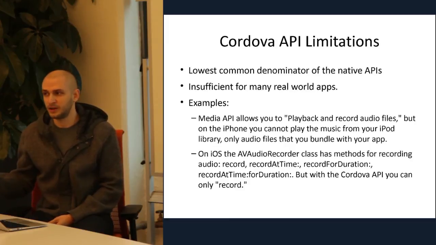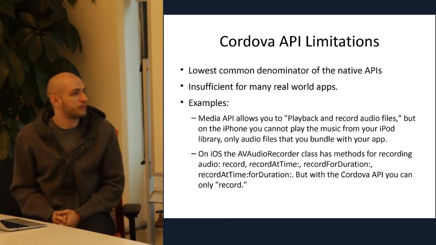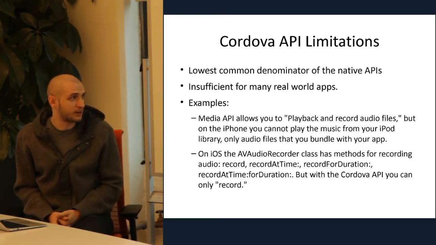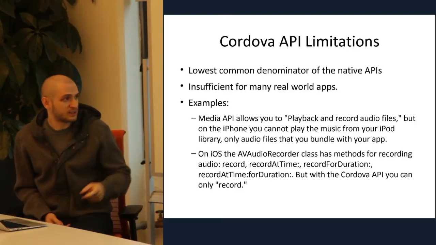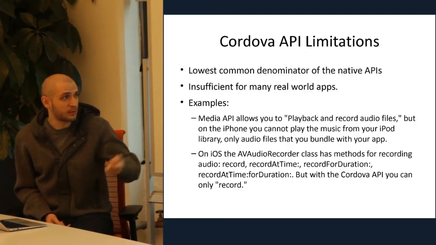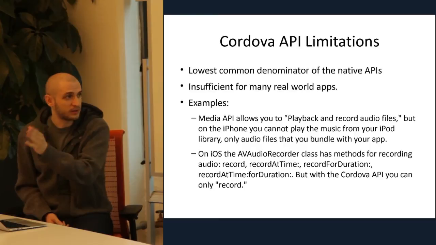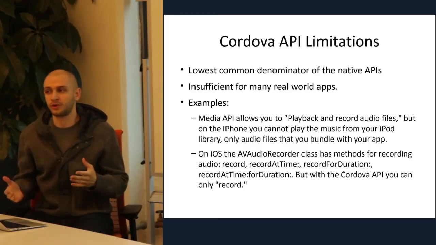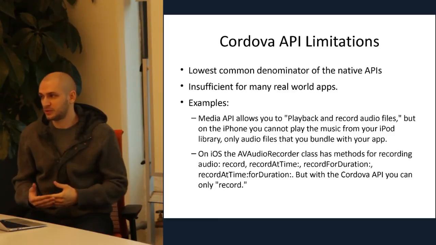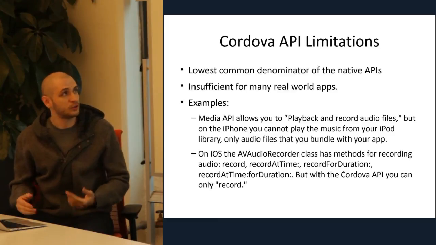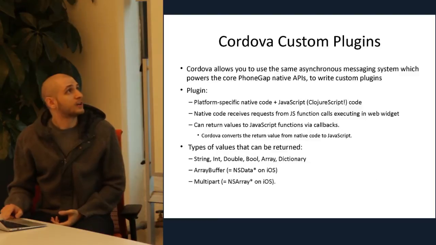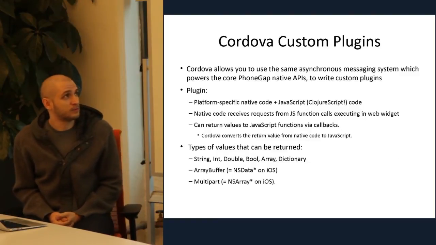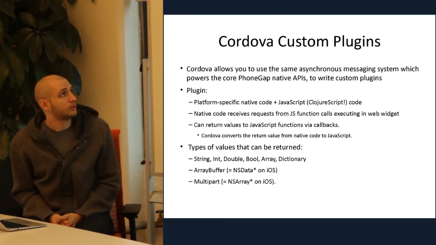Another problem, for example, that I had, was with the AV audio recorder class. It has these methods for recording for a specified amount of time or starting recording at a specific point in time, and all you get with Cordova is just a generic record. So if you get outside those boundaries, you need to do custom plugins. And luckily Cordova provides a way to do that, and it's very straightforward.